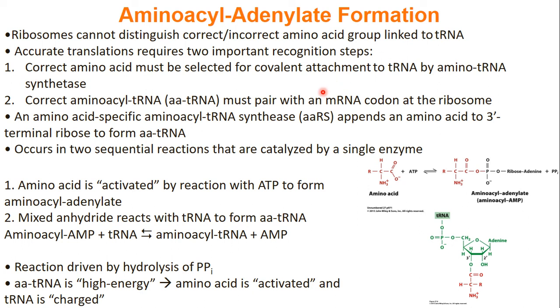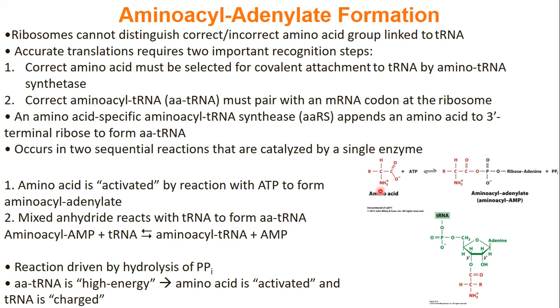Two, the correct aminoacyl tRNA, that's the tRNA with the amino acid on it, has to correctly pair with the mRNA at the ribosome. So the proteins that add the amino acid to the tRNA are amino acid specific aminoacyl tRNA synthetases, or AARS. They're going to add the amino acid to the 3' ribose to form our AA-tRNA. And this reaction has two steps, but is carried out by a single enzyme.